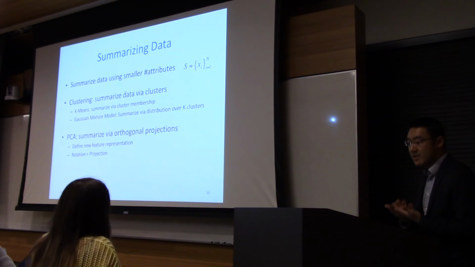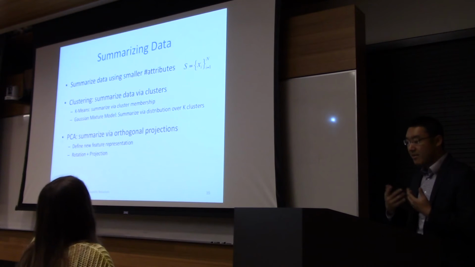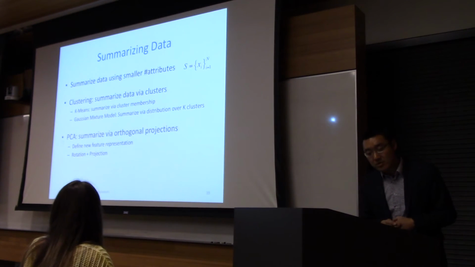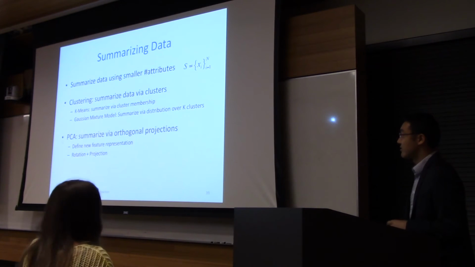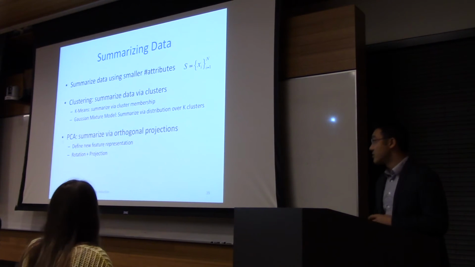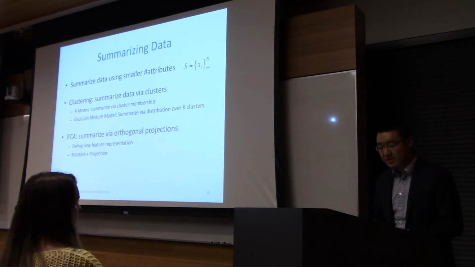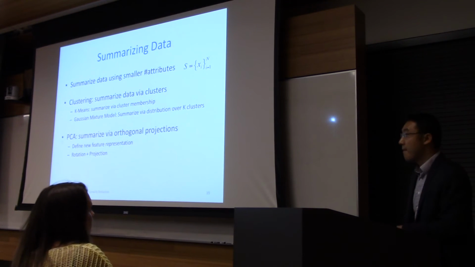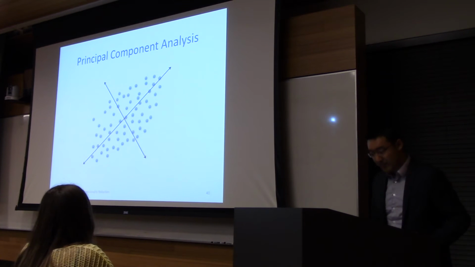It summarizes the data using a small number of attributes, and rather than those attributes being the cluster membership, we want them to be a small set of orthogonal projections of the data. And this will define a new feature representation. And you could think of the orthogonal projections as basically a rotation and then a projection of the data. Right? And that's what this is.